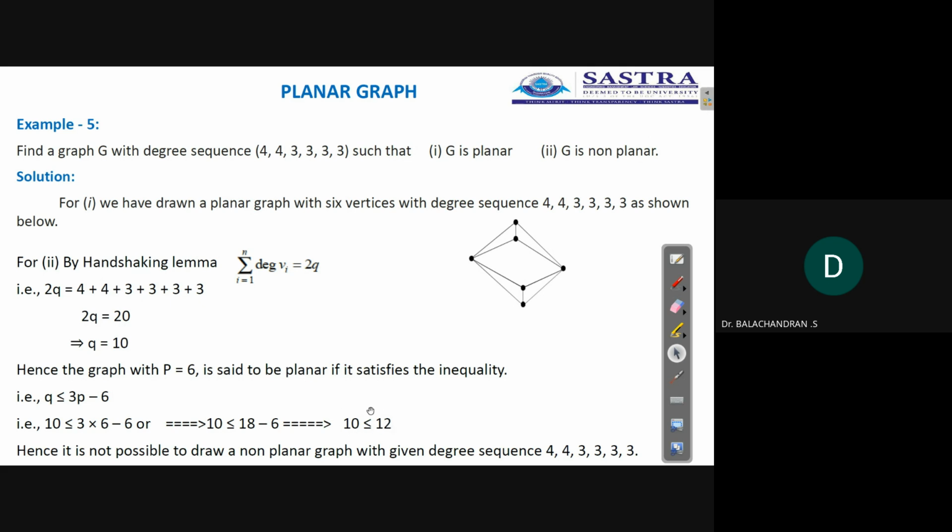If this condition is satisfied, then, suppose G is non-planar, this condition would not be satisfied. So hence it is not possible to draw a non-planar graph with the given degree sequence.